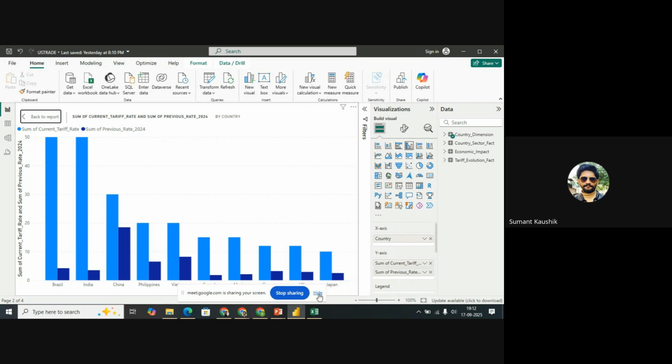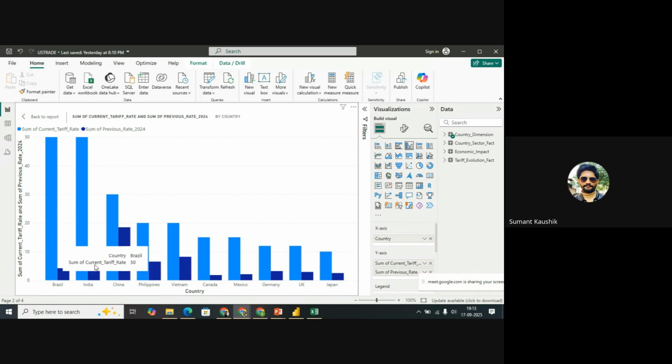As we compare each and every nation, from Brazil to India, then China, Philippines, Vietnam, Canada, we can see the highest rises for Brazil and India, less for China. These are the comparisons of the current tariff rate and the previous year's tariff rate, that is the tariff rate for 24 and the tariff rate for 25. For 2025, it is highest for India and Brazil, and you can see the difference. It was 4%, now it is 50%, and for India it was 3.5%, and now it is about 50%.